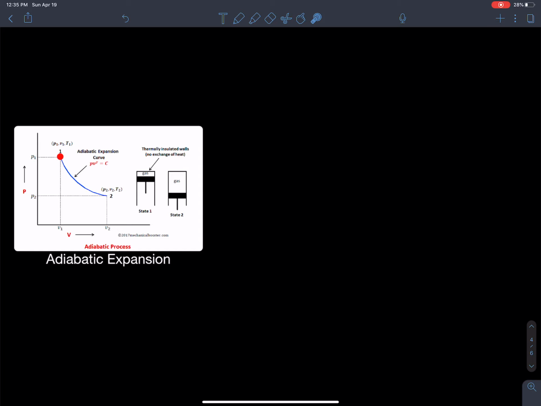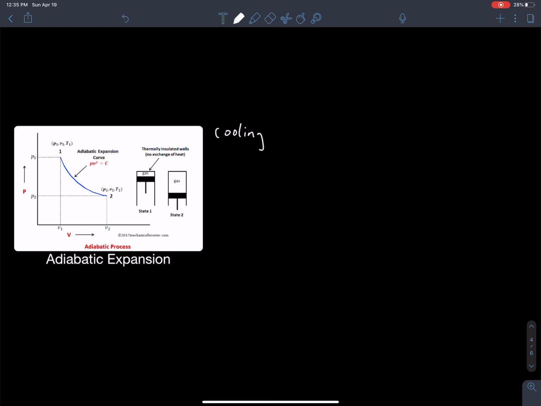So because no heat can be transferred in and out, the gas itself has lost temperature. It had to use energy inside it effectively to move that piston out. Okay, even though we're pulling it. Okay, we're tricking it and we're making the internal energy of the gas go down. Okay, so adiabatic expansion is for cooling. Okay, and that's how a refrigerator is going to work.